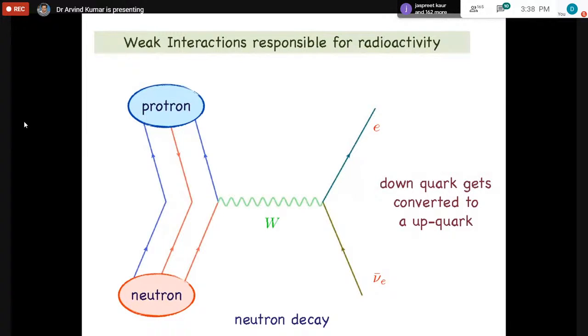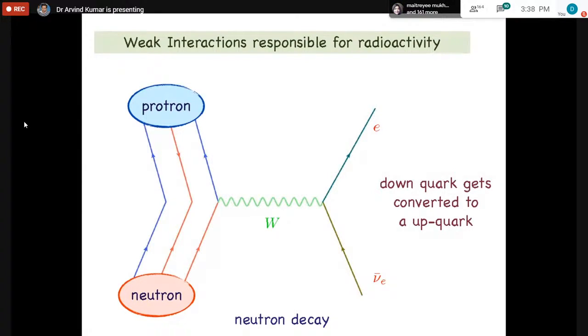Okay. This is precisely what's happening, that this interaction is mediated by some force which is called the weak force, and precisely that's the reason why these exchange force carriers are called W bosons. And this is essentially the source of radioactivity.